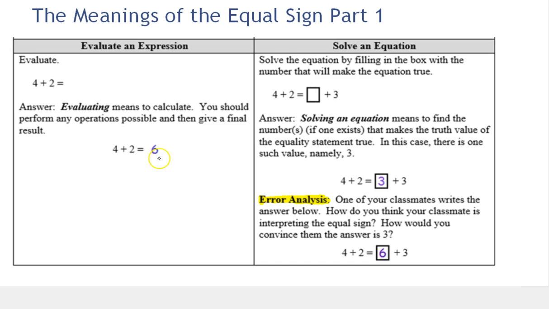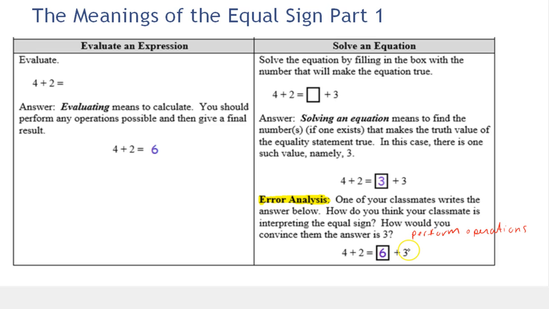You've seen a lot of 6s lately. So your classmate is thinking of simplifying or performing the operations to the left of the equal sign. And I want you to think about this, because if you cover up this plus 3, this is what you were asked to do probably up until 7th or 8th grade. You would read it from left to right, and you'd say 4 plus 2 equals 6. This plus 3, who knows what that means? Maybe I'm going to add 3 later.